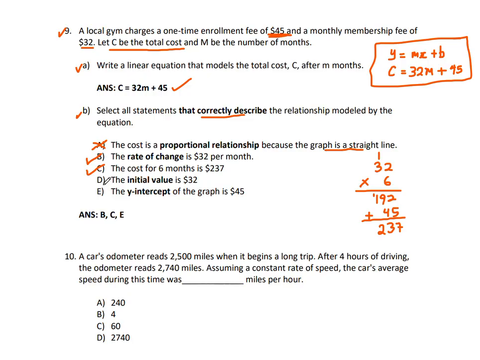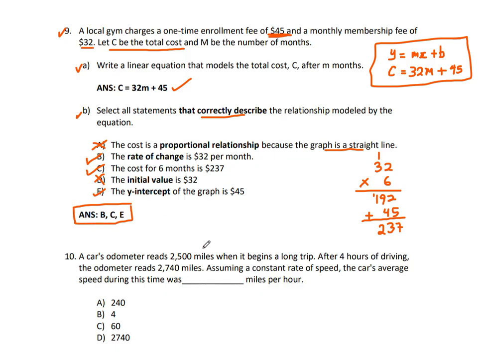Let's look at D. D says the initial value is $32. That's not true. 32 actually represents the rate of change. So that is gone. The y-intercept, which is B, is 45, and that is also true. So the answer is B, C, E.